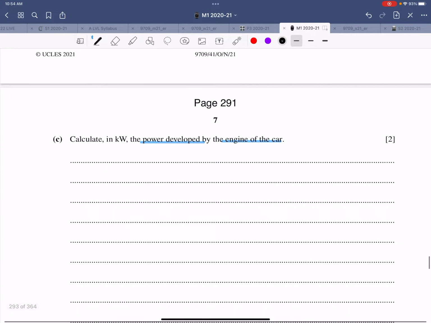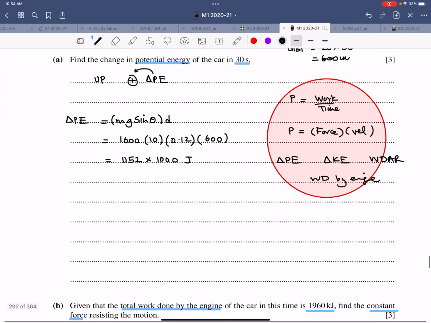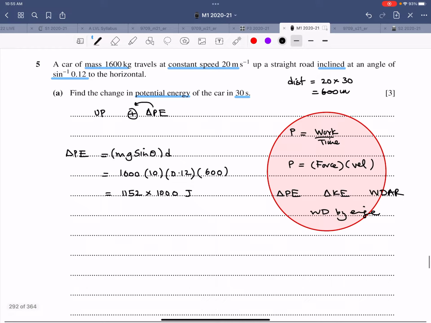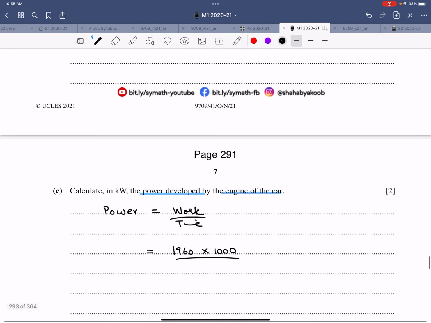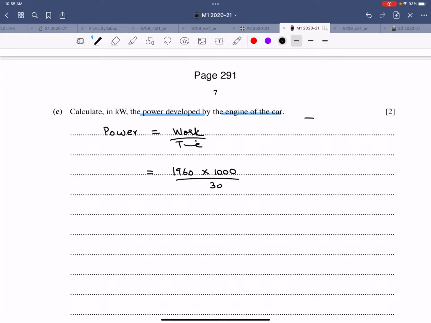The third part, power developed by the engine of the car. What is power? That's either force into velocity, or power is rate of work done. So it's by the engine, so work divided by time. That is 1960 into 1000 divided by how much is the time? So time is 30 seconds and speed is 20 seconds. Let me write the two. Time is 30 seconds and speed is 20 m/s, because sometimes I mix up the two. So this is the power that is produced by the engine.